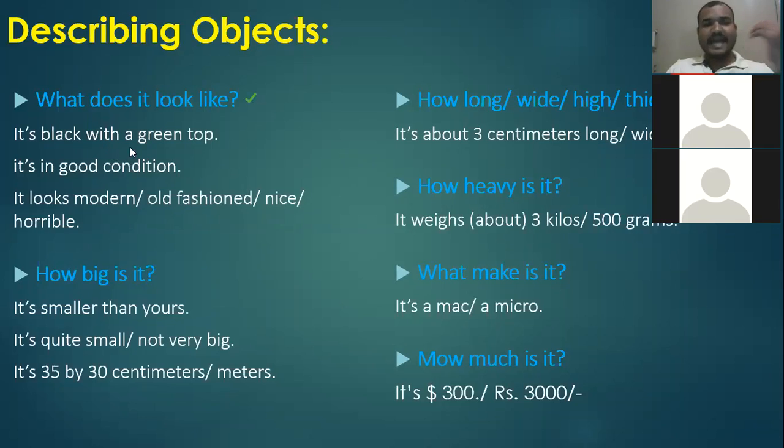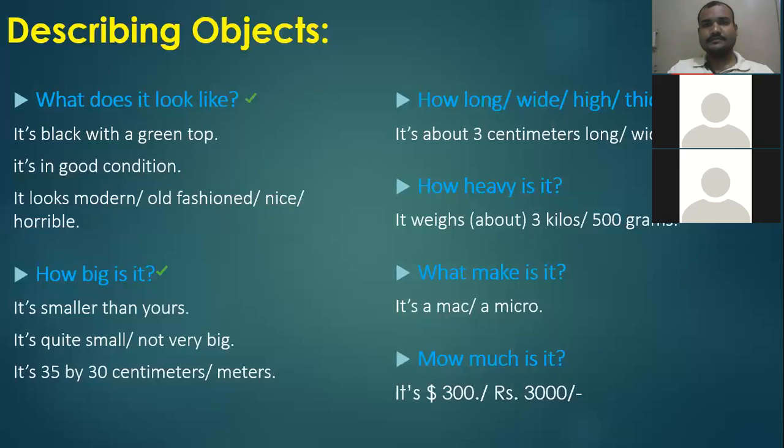So it is black, it's black with a green top. It's in good condition. It looks modern or old-fashioned or nice or horrible. These are the expressions we can use to indicate how it looks. The next question, how big is it? Whether it is a bigger one, a smaller one, a minute one, or a gigantic one. We need to talk about the size. It's smaller than yours, it's quite small, not very big, or it's 35 by 30 centimeters. So here we talk about the measurement, the width and length of that object.